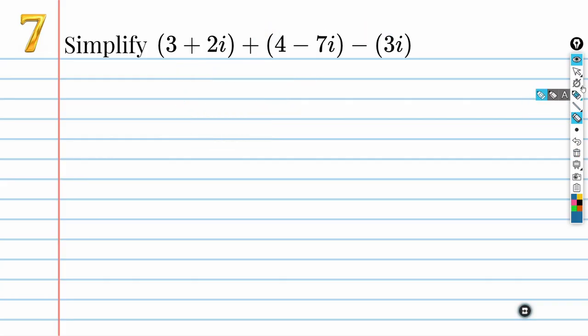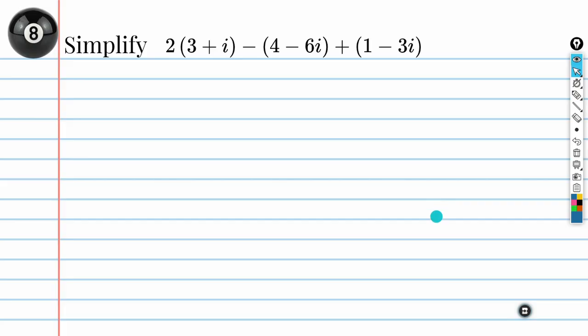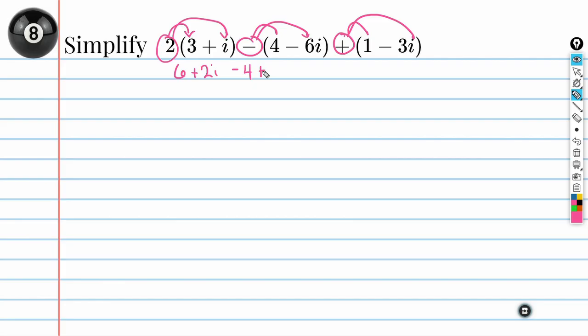One more of these, and then we'll go on to the next type. And so here, we need to look and see what needs to be distributed. So we need to distribute the 2 to both parts of this parenthesis, the minus to both parts of this parenthesis, and the positive to both parts of that parenthesis. So 6 plus 2i, negative 4 plus 6i, positive 1 minus 3i.